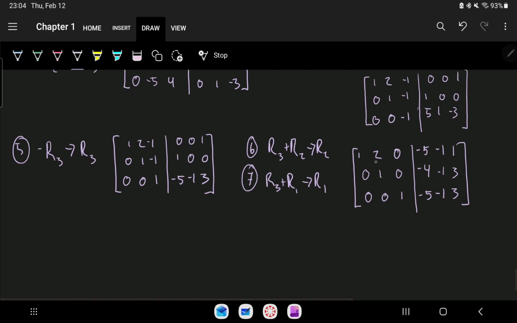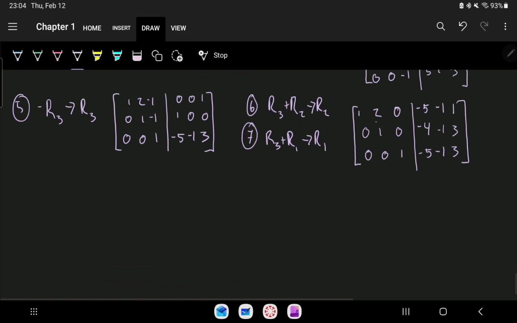One tiny last step, we just need to get rid of this 2 right here, yeah? So step 8, how can I do that? I can take -2 times row 2 and add it to row 1 to get my new row 1. And that will do us, right? It's going to be a 0 and 0.